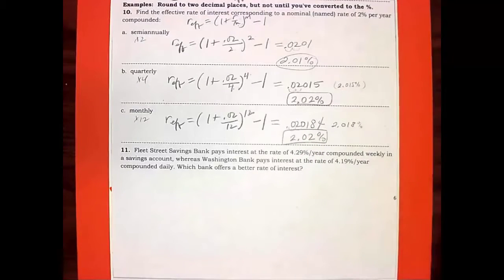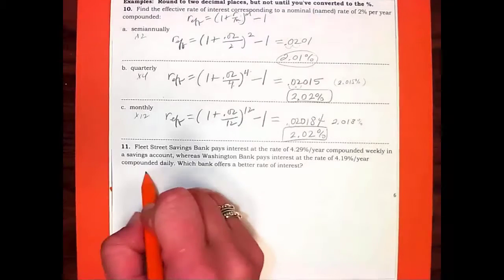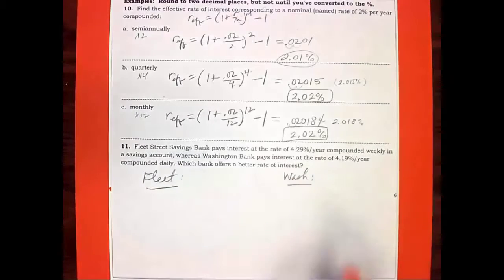So we actually see us doing that in example 11. We've got Fleet Street Savings Bank paying an interest rate of 4.29% compounded weekly, and Washington Bank 4.19% per year compounded daily. And we're trying to determine which bank offers a better rate of interest based on the APY. So let's do Fleet, and then let's do Washington over here. All right, so we need R EFF for both.